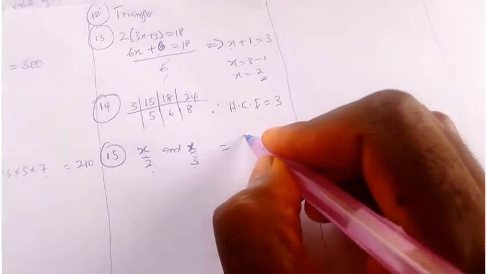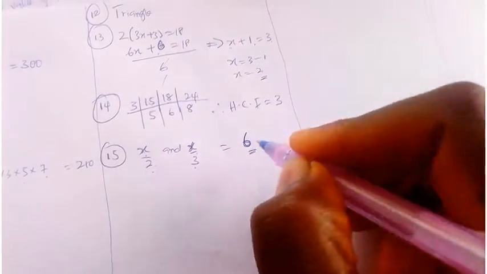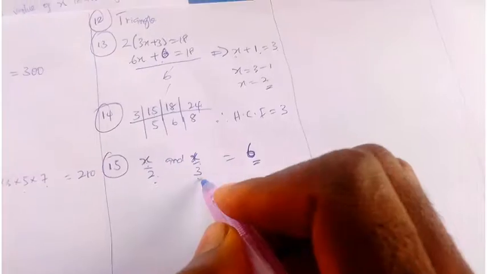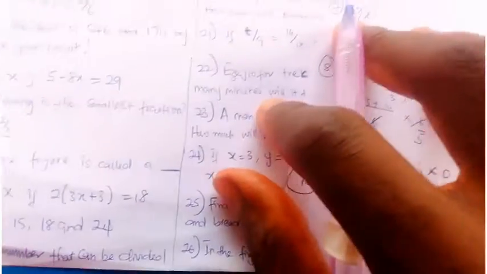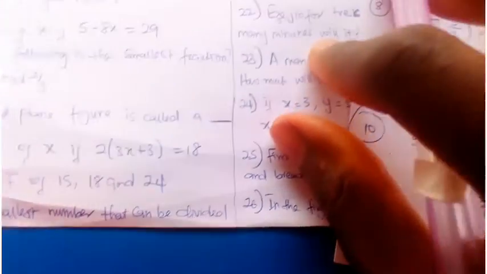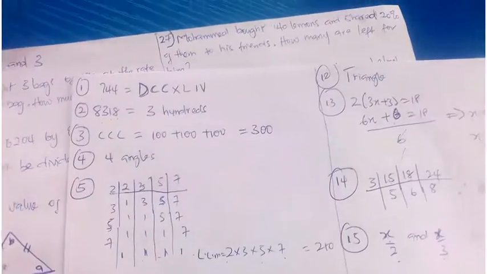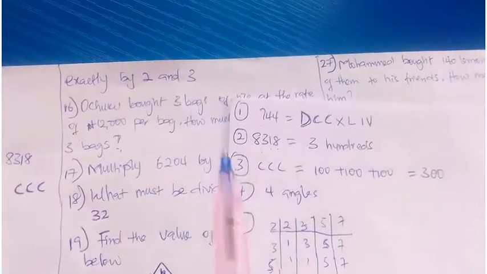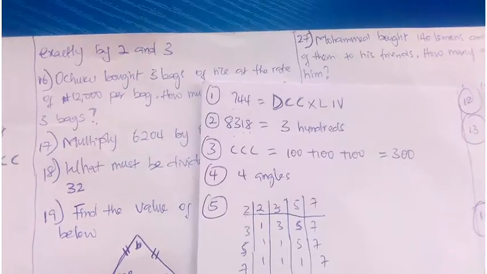So my answer there is what? 6. 6 is the number that can divide 2 and divide 3. So understand the question: the smallest number that can be divided exactly by 2 and then 3.